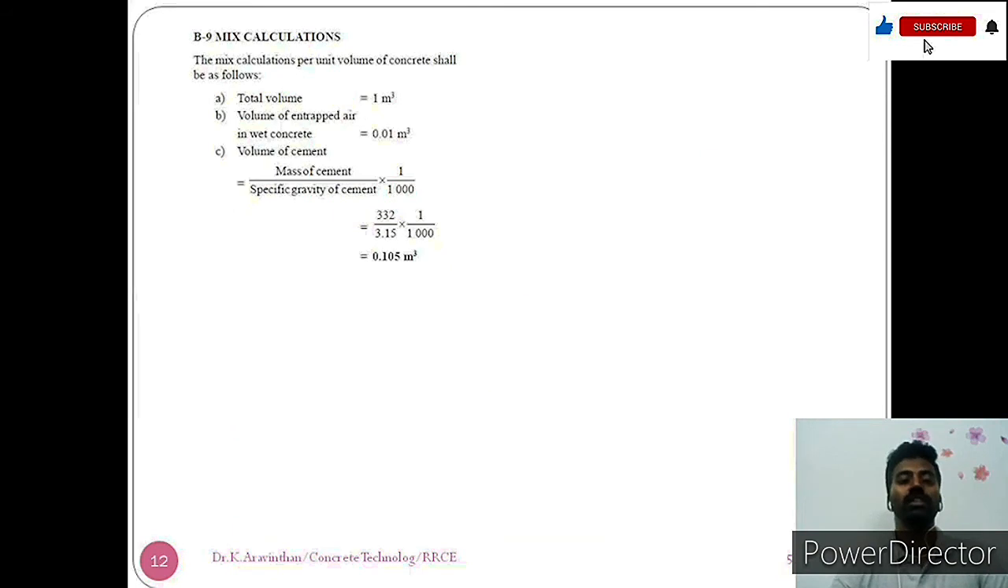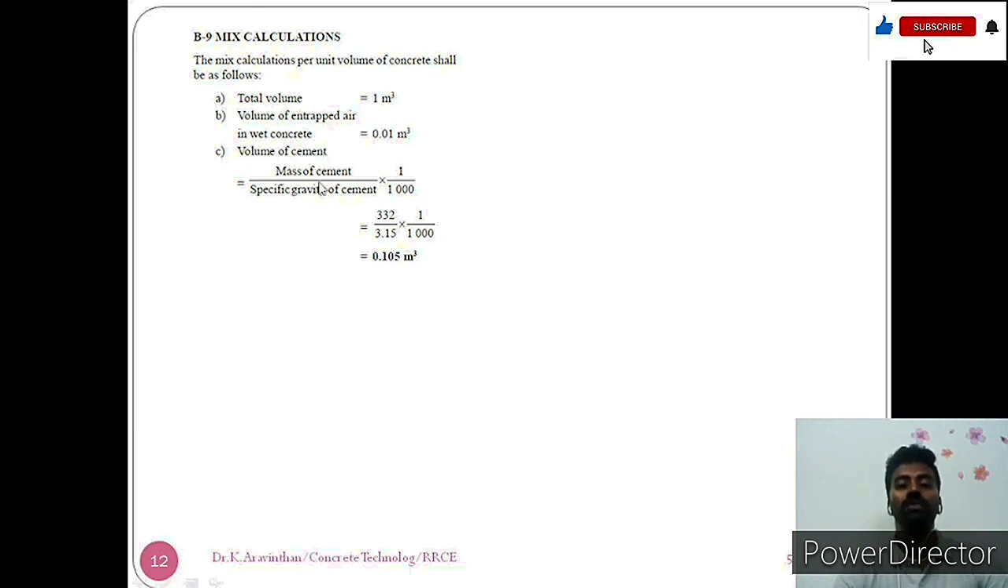The mix calculations are, we are arriving for 1 meter cube of concrete. So that is why total 1 meter cube of volume. The first ingredient is air. 1% of air is assumed, hence 1 divided by 100 is 0.01. And next one is volume of cement.